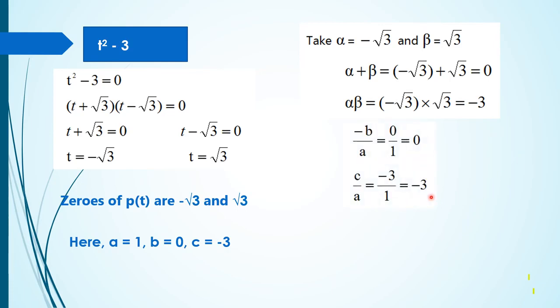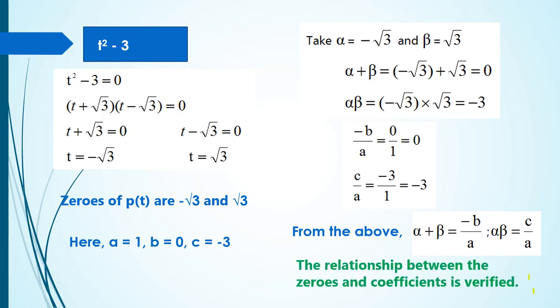Let's go for minus b by a. As b is 0, minus 0 is nothing but 0 only. 0 by 1 is 0. c by a is minus 3 by 1, and minus 3 I will get. From the above it's very clear, the values alpha plus beta is 0 and minus b by a is also 0, and alpha beta is minus 3, c by a is also minus 3. We can conclude alpha plus beta is equal to minus b by a, and alpha beta is equal to c by a in this case. Hence the relationship between the zeros and coefficients is verified.